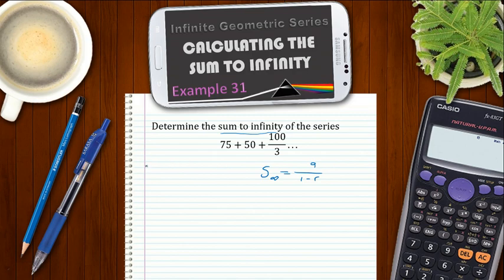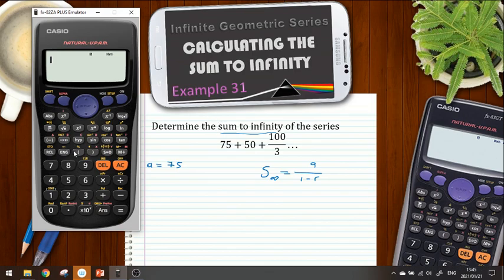So that's not too much. The a value is very easy. It's just your first term, which is 75. And then the r value also, we know, is just your term 2 over term 1 or term 3 over term 2. So then calculating that, we have 50 divided by 75, and that gives us 2 over 3.